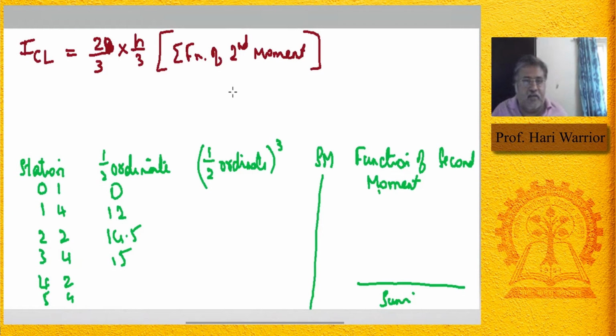You can see very clearly this h by 3 is coming from the Simpson's multiplier. There is an h by 3 there. Now this 2 by 3 comes from the definition for it.